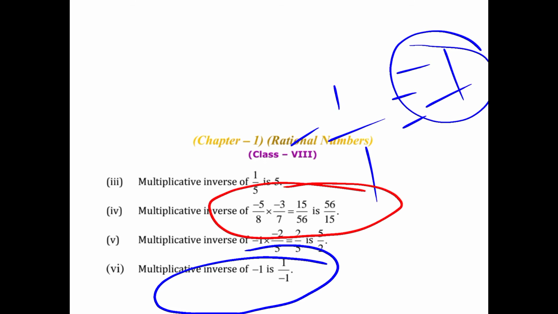So here you can see, first we multiplied minus 5 into minus 3, which is equal to 15. Then 8 into 7 is equal to 56. So it is equal to 15 divided by 56. The reciprocal will be 56 divided by 15, right?